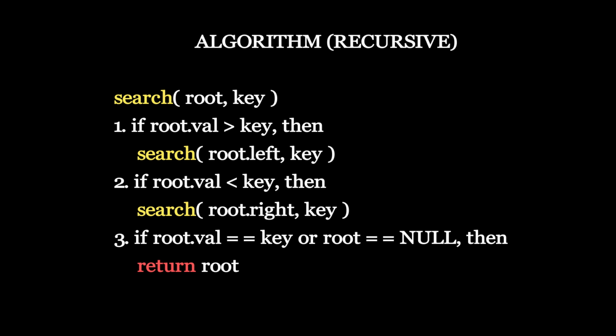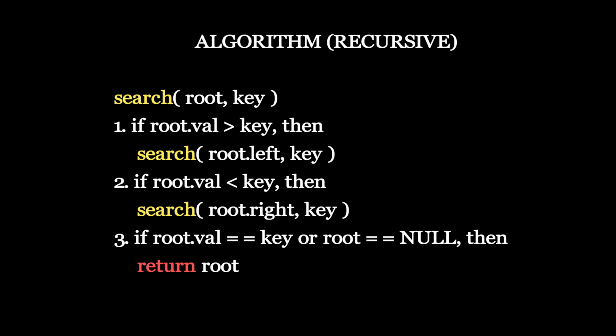We have a function search with two parameters. First one is root, that is the root node of the tree, and the second parameter is the key, the value which we want to search. There are only three conditions. First one is if the value of node is greater than the key, then we perform search on the left subtree. Second condition is the value of node is less than the key. In this case, we perform search on the right subtree of the node. And the third case, if value of node is equal to key or node is null, then in this case, we return the node itself.